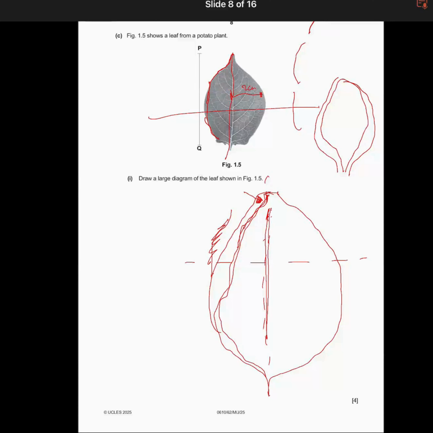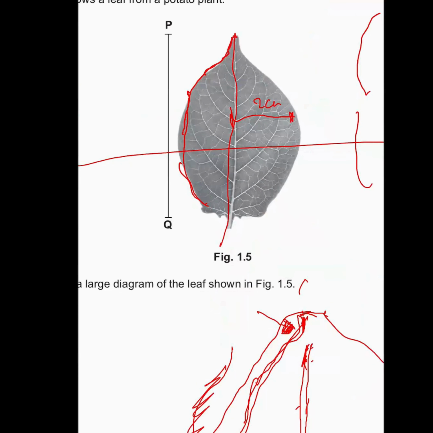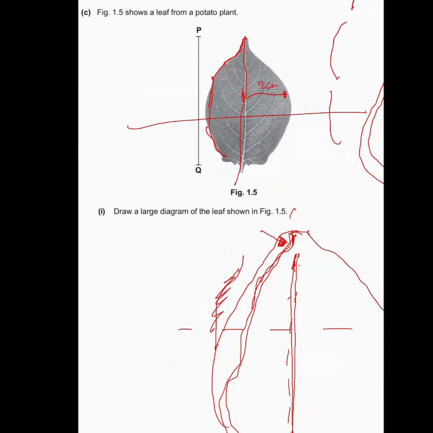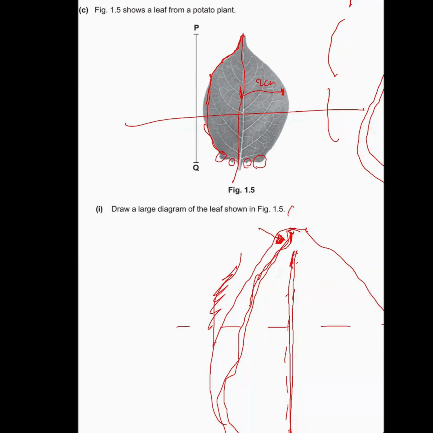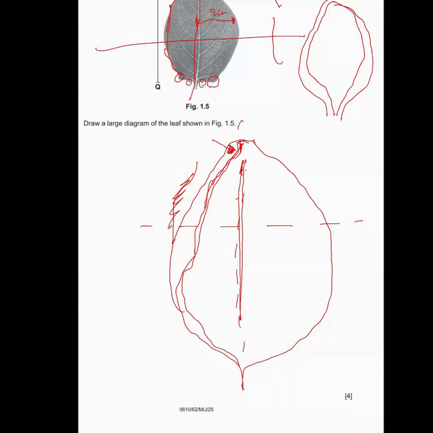There are some details in the leaf that you have to know. What are the details? The first detail is these one, two, three, four, three, four, like this, and one from the leaf is like this.